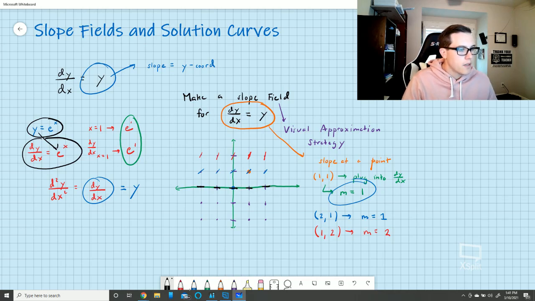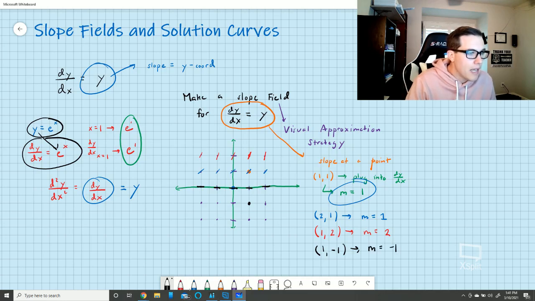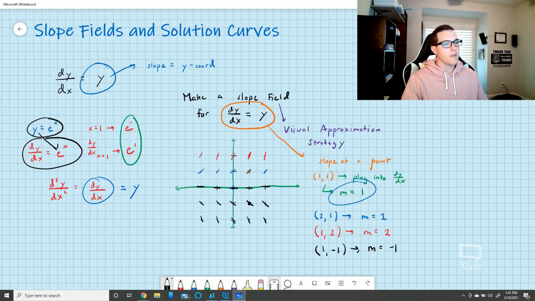Okay, so what about in the negative direction, like the coordinate (1, -1)? Well, (1, -1), which is down here, if I plug that in, that's going to have a slope of -1. So if the actual function goes through this point right here, it would have a slope of -1. Same thing with this one, this one, this one. And all of these ones down here would have a slope of -2 because the y coordinate is -2.